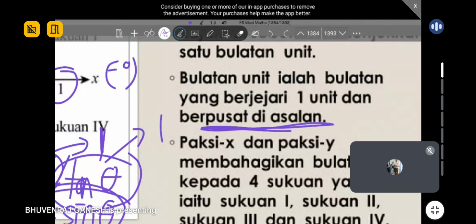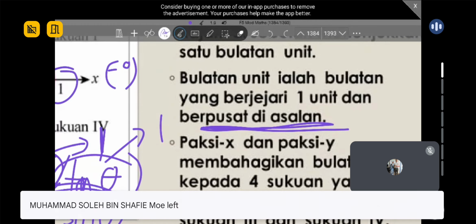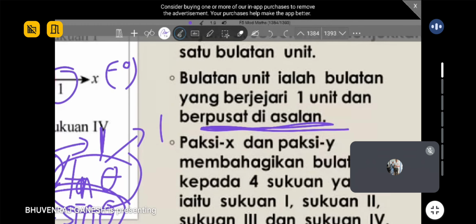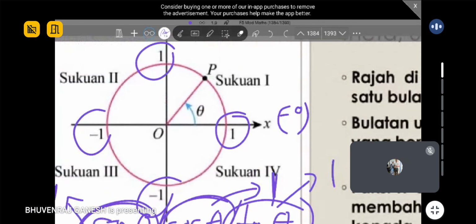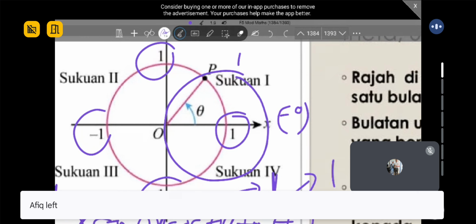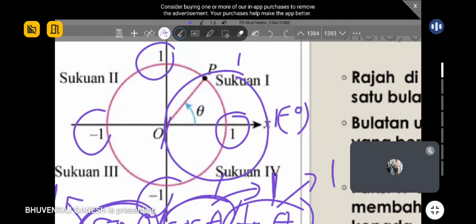Okay, so one more thing. The unit circle, bulatan unit, dia kena berpusat di asalan. Okay, center at origin. Okay, this is the most important point. Okay, it cannot be anywhere else. Maksudnya, bulatan unit ni tak boleh kat sini. Lepas tu, nilai dia semua 1. Tak boleh. Cannot. It must start at the origin, center.